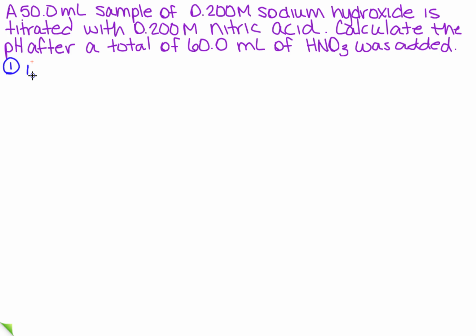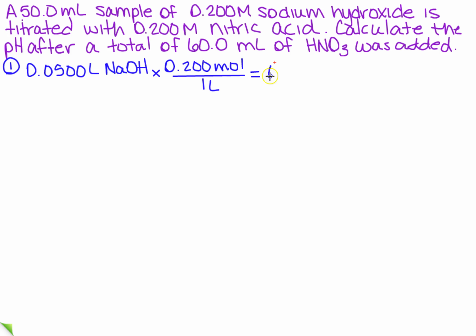So I'm going to start with the 0.0500 liters of the sodium hydroxide. And I'm going to multiply that by the concentration, which is 0.200 moles per 1 liter. And that's going to give me 0.0100 moles of sodium hydroxide. Then what am I going to do? I'm going to do it for the other one.